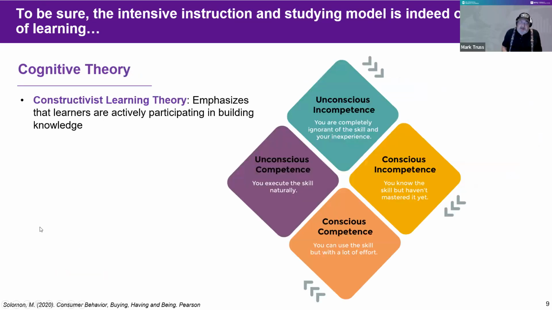On cognitive theory, there's this model called the constructivist learning theory, which emphasizes that learners are actively participating in building, right? So we start out unconsciously incompetent. We don't know what we don't know, but we know we can't do it. Consciously incompetent: you know the skill, but you have not mastered it. We are consciously competent: we can do it, but it takes work. And then we are unconsciously competent. We execute that skill naturally, almost without thinking about it. So that's one model.